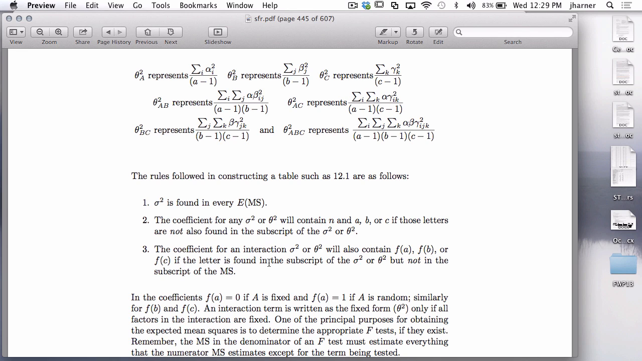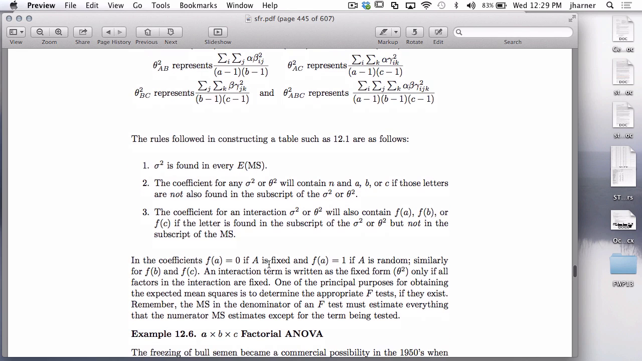At any rate, the coefficients for the interaction will also contain the FA, FB, or FC if the letter is found in the subscript of the sigma squared of this, but not in the subscript of MS. So if it's found in the subscript at the top of the column, but not in the row, then it appears as an F. Okay? And so what are these F's?